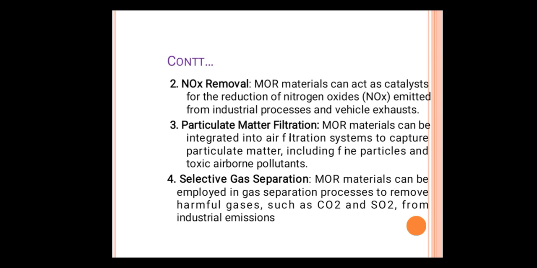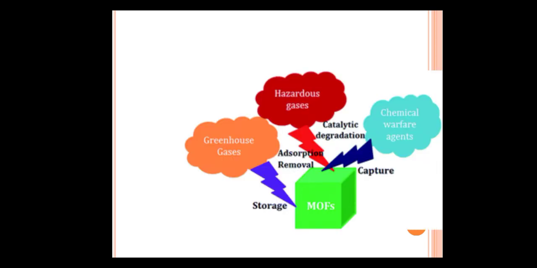And the fourth one is selective gas separation. In selective gas separation, MOR materials can be employed in gas separation processes to remove harmful gases such as carbon dioxide and sulfur dioxide from industrial emissions. Here we can see the diagram: greenhouse gases, MOR materials, and chemical warfare agents.